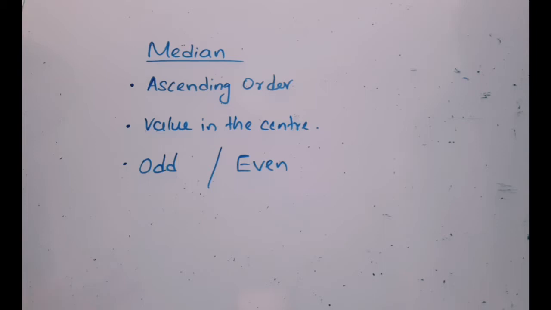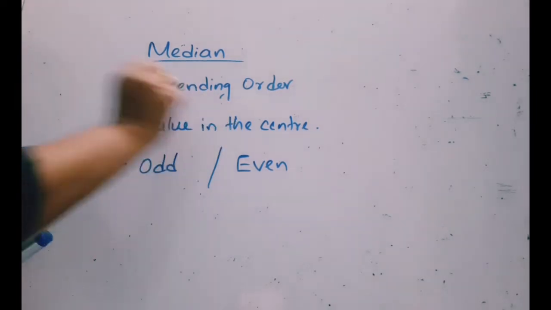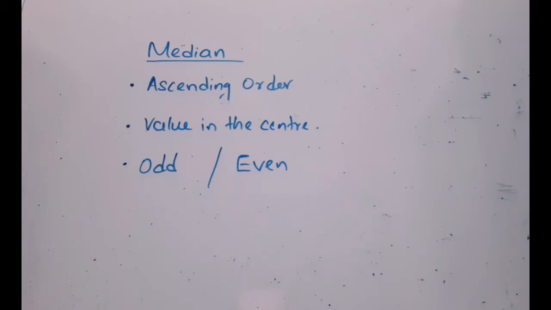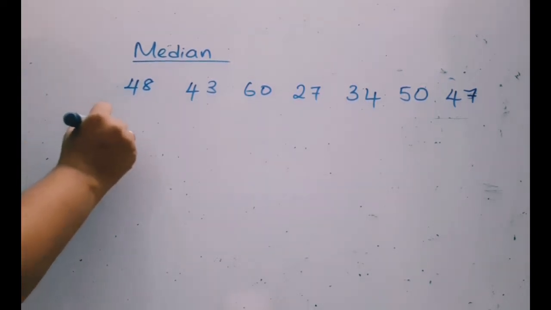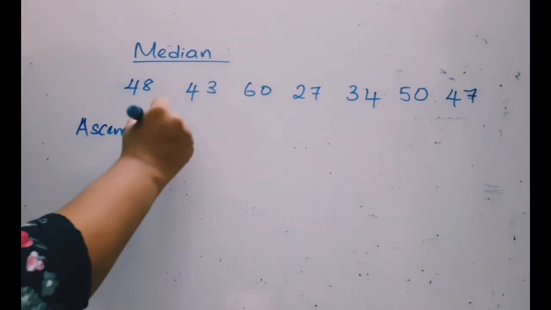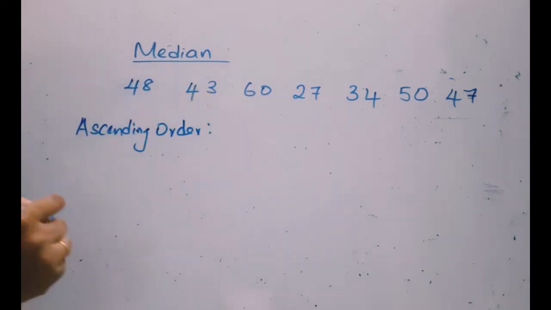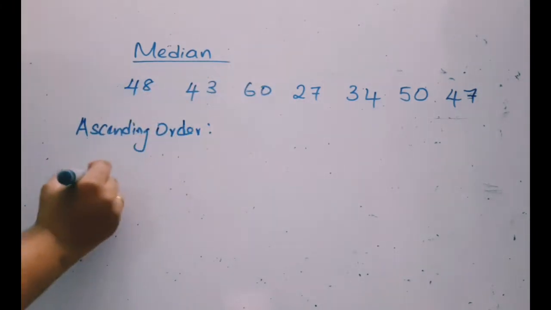For mode, you don't have to do anything. You just have to look at the number of times a value has occurred. But for median, you should write them in ascending order first. So let's look at an example now. Let's find the median of this given collection of numerical data. What is going to be your first step? You have to arrange them in ascending order. Am I right? So let's arrange this in ascending order first. Okay, let's write it.